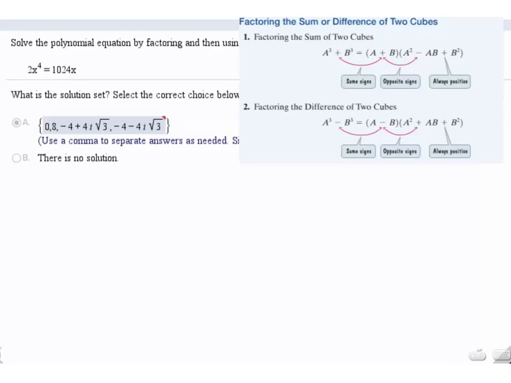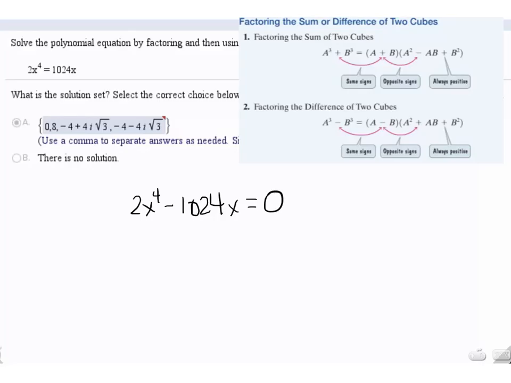In order to solve this problem, we're going to need to know how to factor the sum or difference of two cubes. And in this case, it's going to be the difference of two cubes. So we're going to have 2x to the fourth if we subtract 1024x from both sides. This is the equation that we'll have.